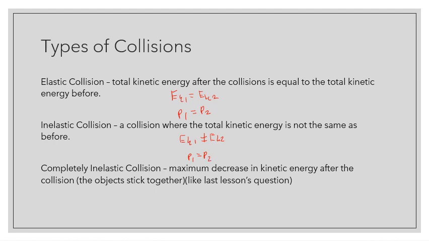A completely inelastic collision is a maximum decrease in kinetic energy after the collision. This is when the objects stick together, like last lesson's question. So here EK1 is greater than EK2, and P1 is still equal to P2. As you can see, all these types of collisions still follow the conservation of momentum.